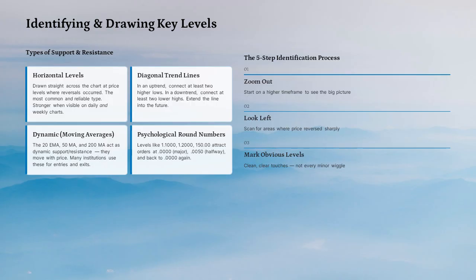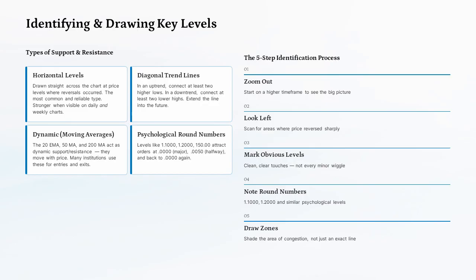Look for clean, clear touches, not every minor wiggle. If price bounced off a level 3 or 4 times, that's significant. If it just touched once and moved on, it may not be. Step 4. Note round numbers. Add the psychological levels near your identified areas. Step 5. Draw zones, not lines. Shade the area of congestion rather than drawing an exact line. Price rarely reverses at the exact same price twice. It reverses in a zone.